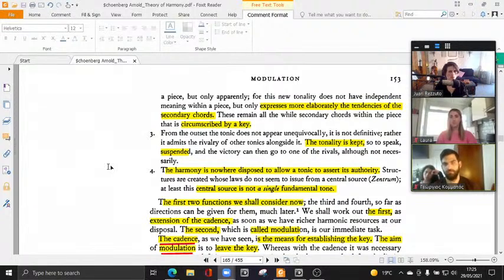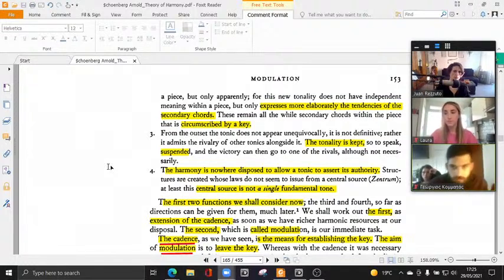relationship with the tonic. And the fourth is the harmony is nowhere disposed to allow a tonic to assert its authority. Structures are created whose laws do not seem to issue from a central source. At least this central source is not a single fundamental tone.